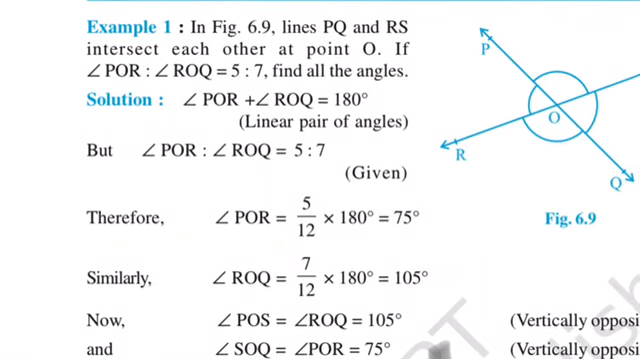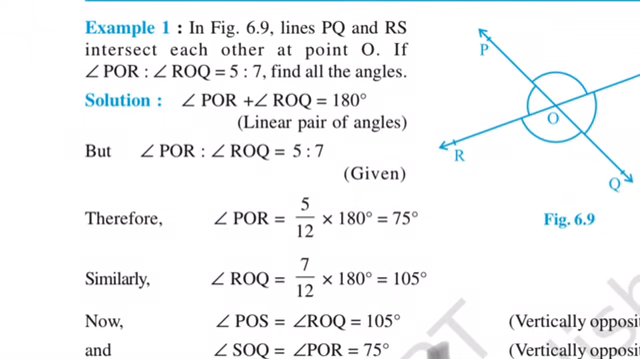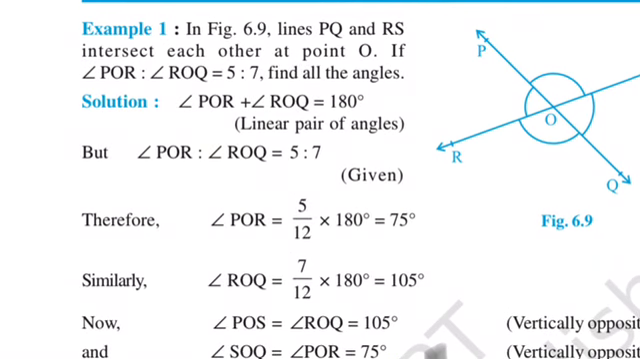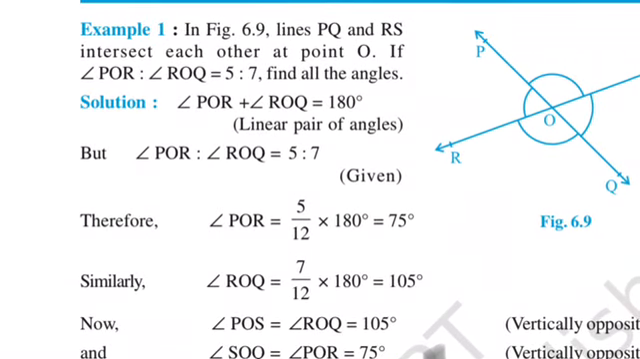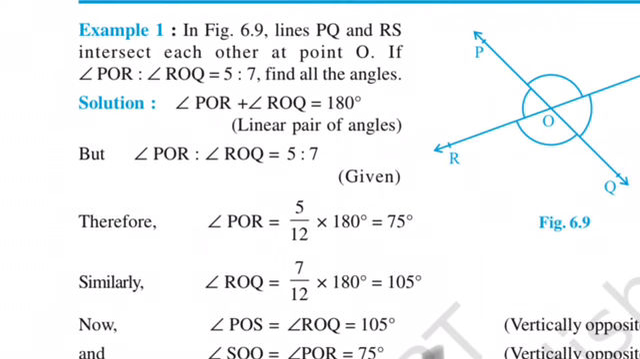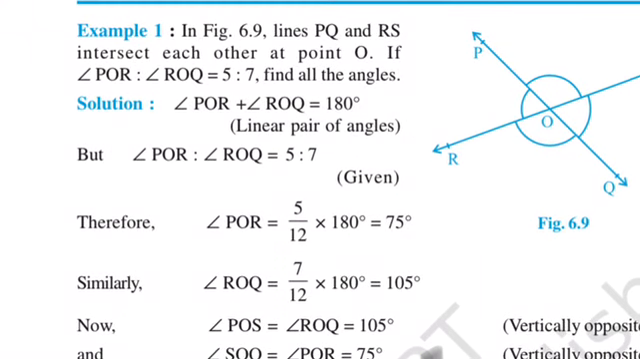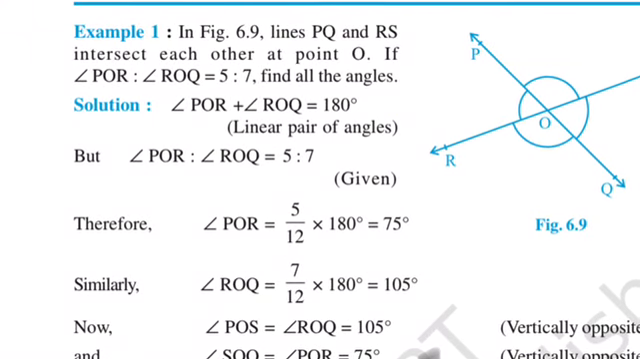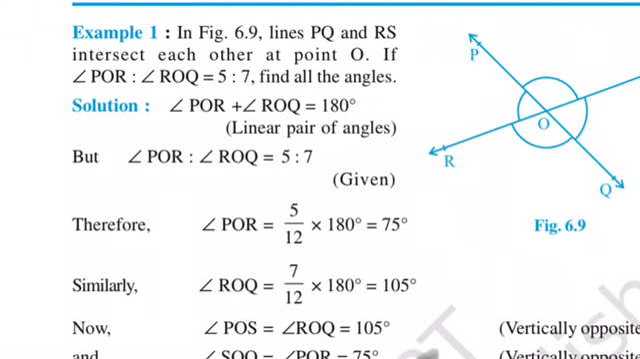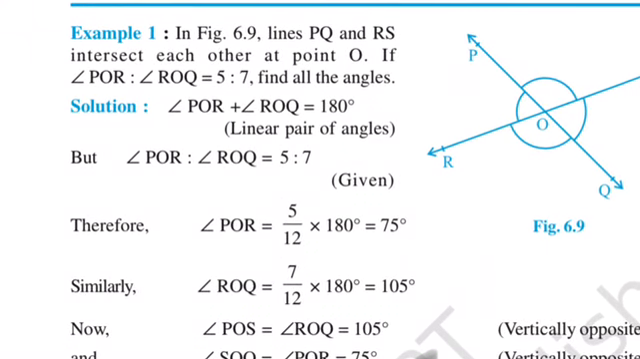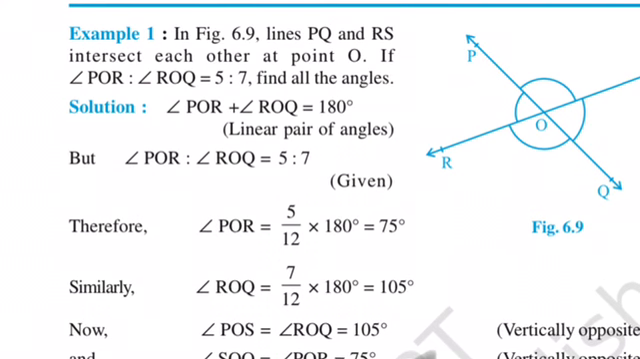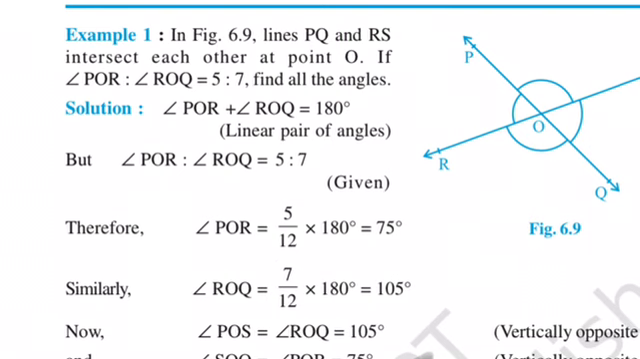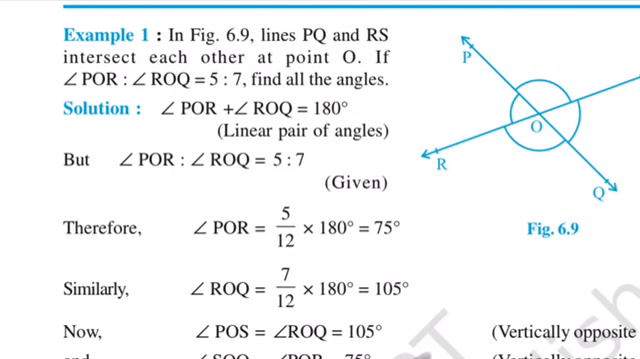Today here, example number 1 we are going to discuss from your NCERT textbook, and in example number 1 what is it saying? In figure 6.9, lines PQ and RS intersect each other at point O. If angle POR to angle ROQ is in the ratio 5:7, find all the angles.